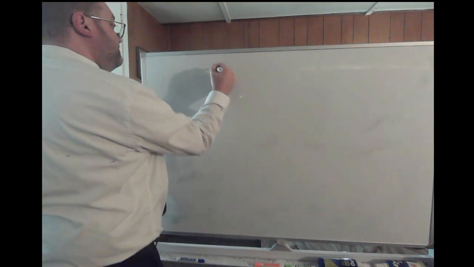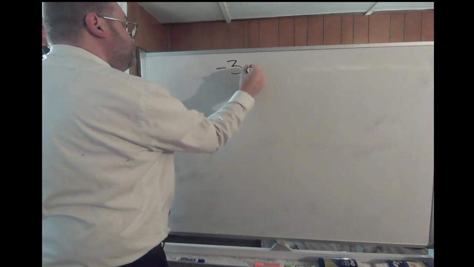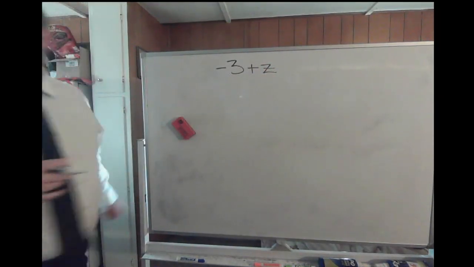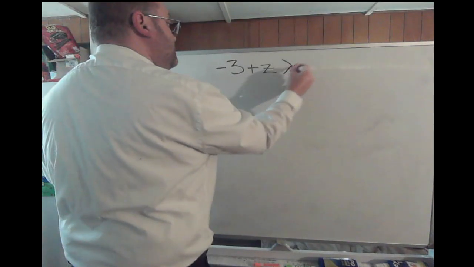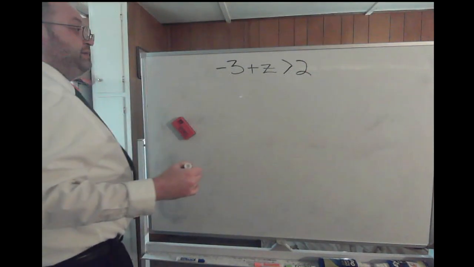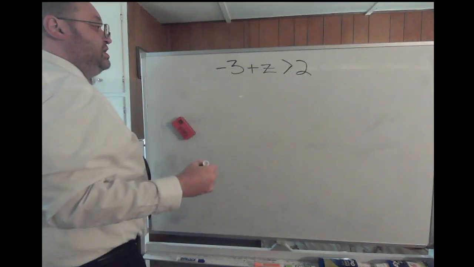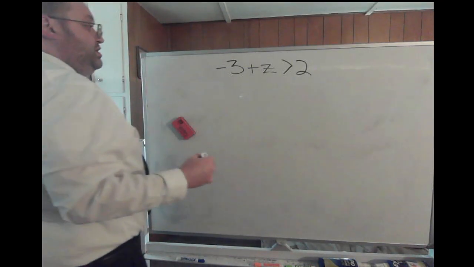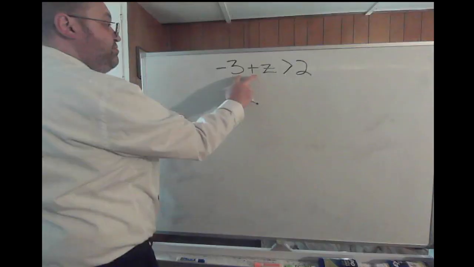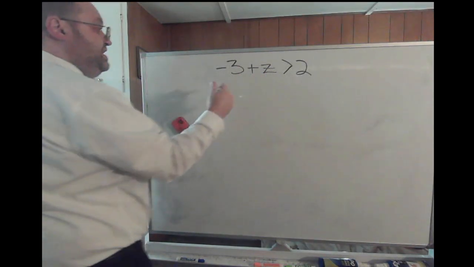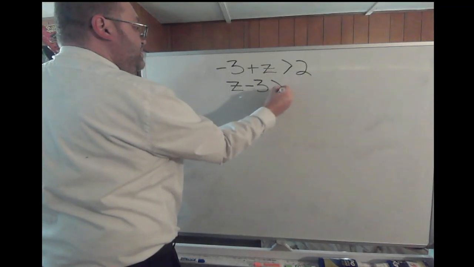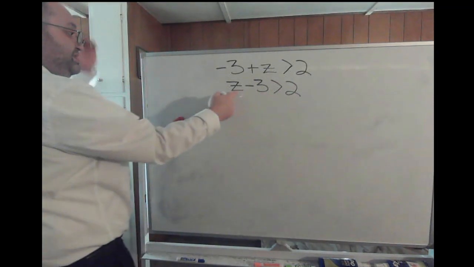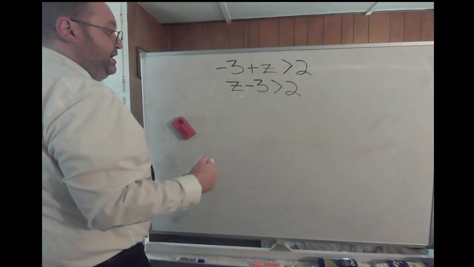Alright. We have negative 3 plus z is greater than 2. Well, you can use the commutative property of addition and switch the z and negative 3 around, which is what I would do. You would end up with z minus 3 is greater than 2. That's the same as z plus negative 3, just z minus 3.